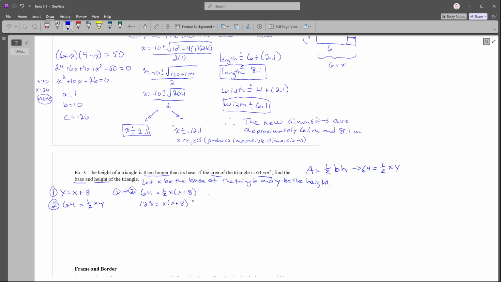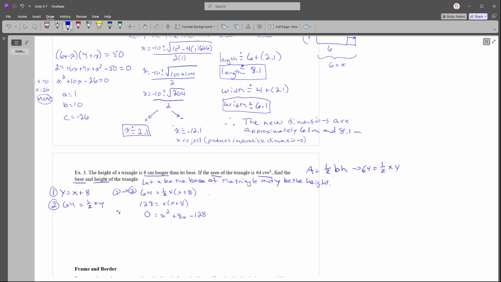So let's bring everything together. We're going to bring the 128 over to the right-hand side. We're going to distribute the x through the brackets, and we're going to end up with a quadratic equation. So 0 is equal to x times x, which is x squared, x times 8, which is 8x. And then we're going to subtract from that 128. We now have our quadratic equation. Yay! So we have to look and decide, well, do we need to use the quadratic formula, or can we actually factor this thing? Let's find out.